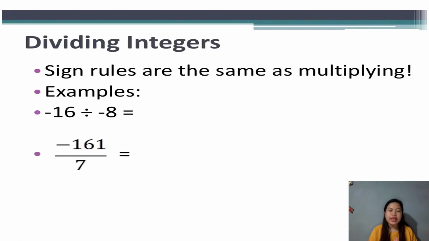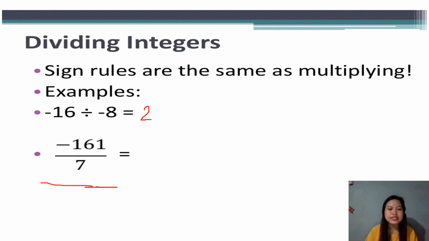Now for the last one, we have here dividing integers. So, same ra gyapon siya sa multiplication ha, that sign rules are the same as multiplying. Again, when we divide the same sign, the answer is positive. And when we divide different sign, the answer is negative. Let's have an example. Negative 16 divided by negative 8. So, unsa man ang ato sign? That is positive because we have the same sign, no? Negative o negative. So, the answer is positive. 16 divided by 8, that is 2.